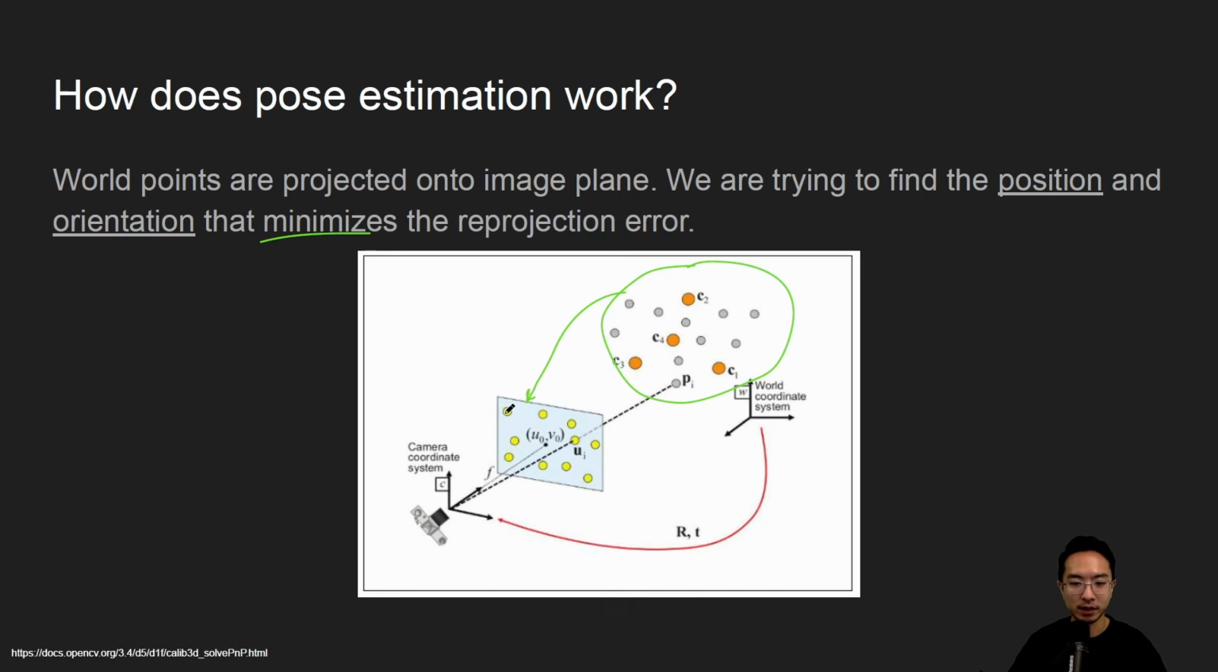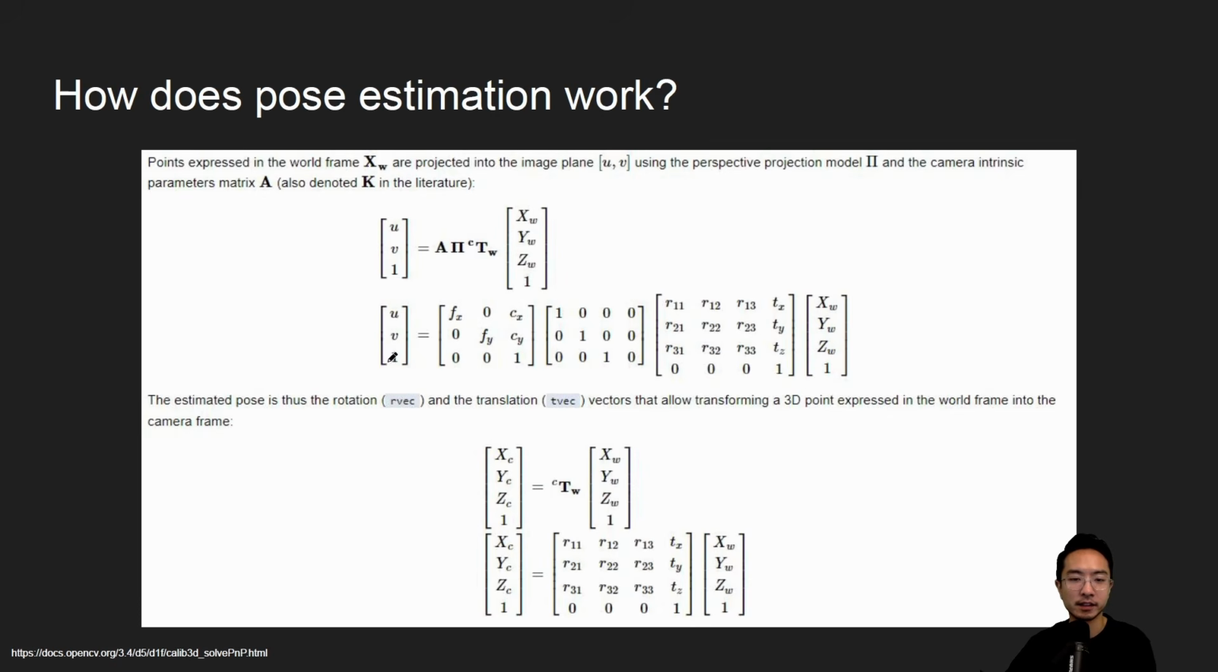So you may have the true point here, and then you have a projected point here, and there could be some error, and you might have errors between all the points, and we're trying to minimize what that error is. Okay, so the idea is you have your image points and you have your world points, and you have some transforms that relate the two.